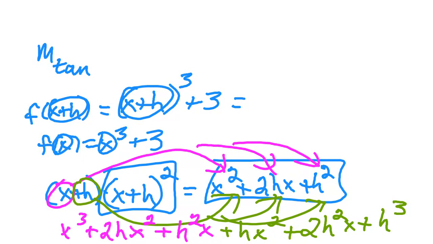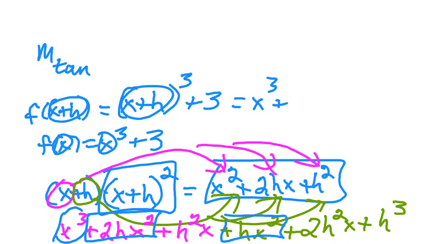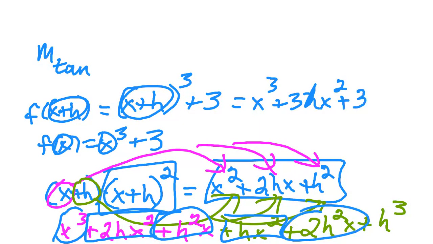So let's just put this back in blue. But I've got an x cubed that's by itself. So this is x cubed. And then I've got plus 2hx squared, and plus hx squared is plus 3hx squared. So that's an h. And then I've got plus h squared x plus 2h squared x is plus 3h squared x. And then I've got my plus h cubed.